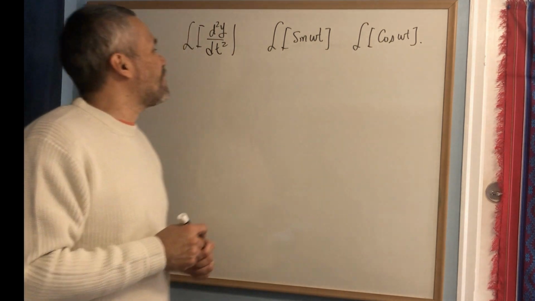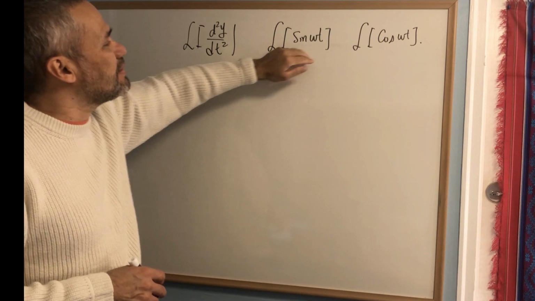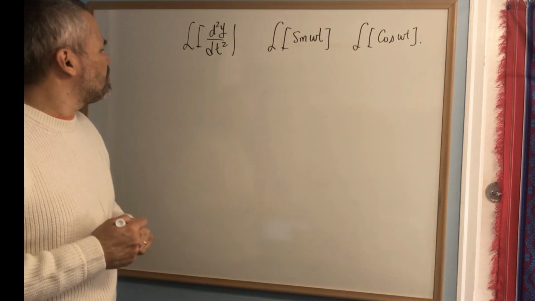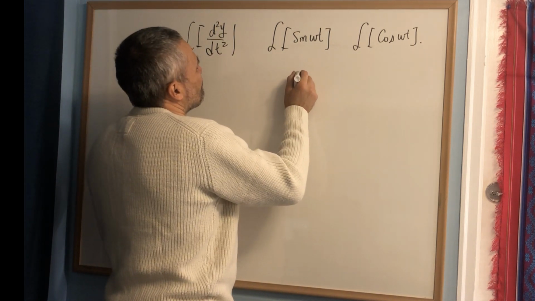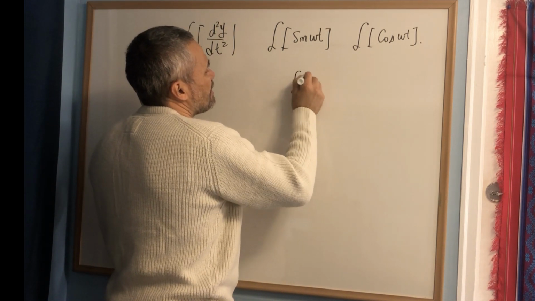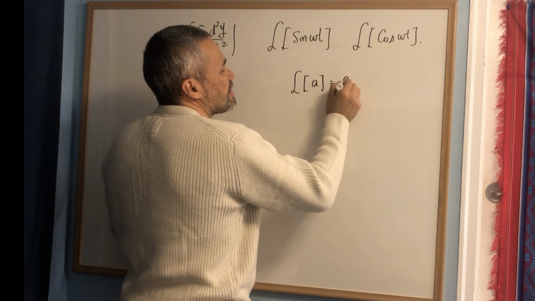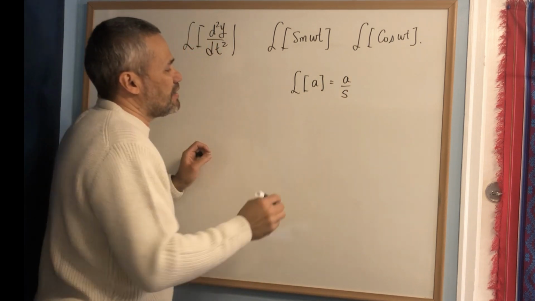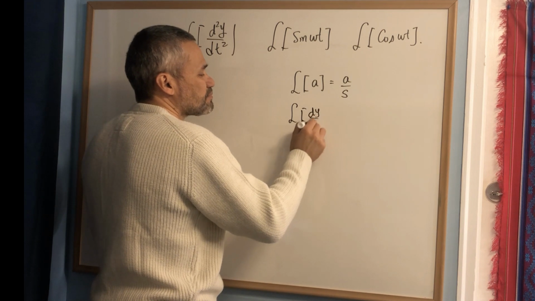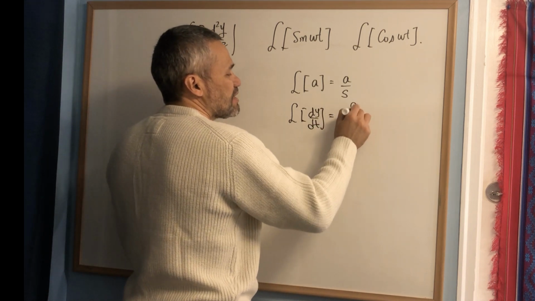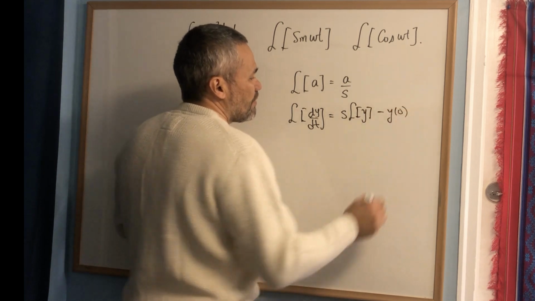Okay, in this video, we will explain how to compute the Laplace transform of sine of omega t and cosine of omega t. Let me start by saying a few properties that we have shown. We have shown that the Laplace transform of a constant function a is a over s, and the Laplace transform of the derivative of a function is just s times the Laplace transform of the function minus y of 0.